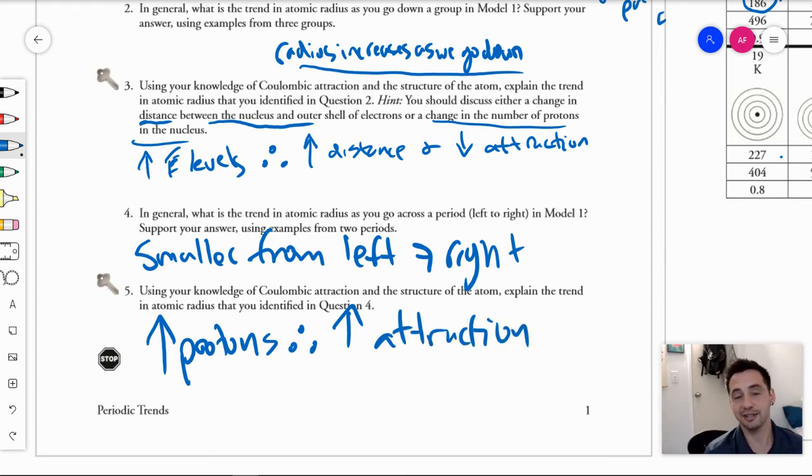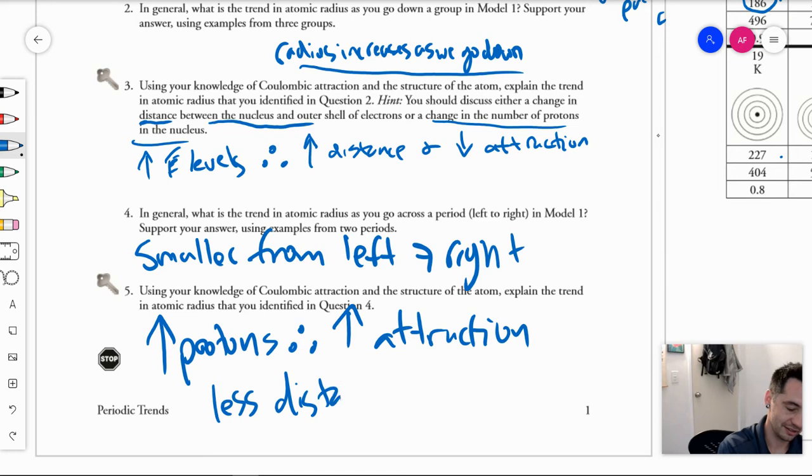And when you're attracted to someone, what do you do? You squeeze them. You squeeze them really, really tight, right? So as we increase the attraction, we don't increase the distance, we decrease the distance between them. If you're really attracted to someone, you want to decrease the distance, right? So we get more attraction, less distance. And again, distance means radius. Pretty simple. Makes sense, right?